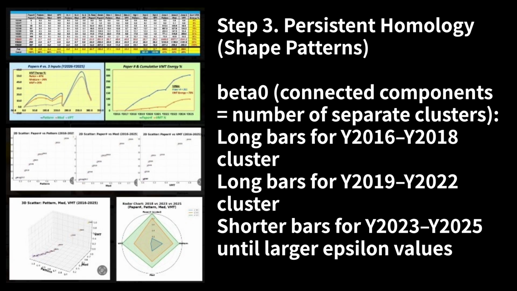Step 3. Persistent homology, shape patterns. Beta 0, connected components, is the number of separate clusters. Long bars for the Y2016 to Y2018 cluster. Long bars for the Y2019 to Y2022 cluster. Shorter bars for Y2023 to Y2025 until larger epsilon values.